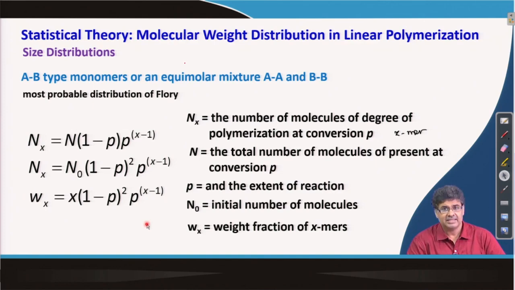Okay. Now this is the statistical theory where you can find out the molecular weight distribution in linear polymerization. Linear polymerization is going on. Then how can you find out which x-mers are present: monomer, dimer, trimer. You need to find out the concentration of these x-mers present. By this formula, you can find out the concentration of x-mers, or you can also find out the weight fraction of the x-mer by using this formula. We do not have to derive this formula.